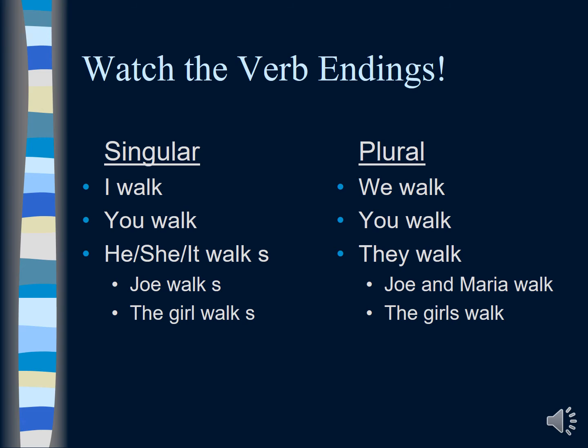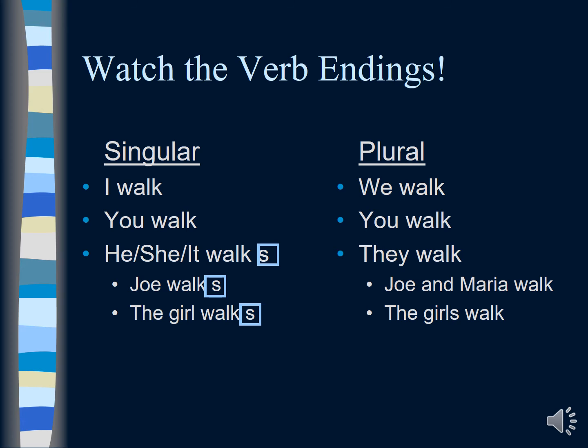Now let's take a look at the endings of these verbs. For singular, I walk. I always takes the plural form of the verb, as well as you, so there should be no s at the end of the verbs. But for he, she, it, we will have to place s at the end of the verb. Joe is in singular form, so we will have to add s. And the girl is also singular, so we will have to add s at the end of the verb.